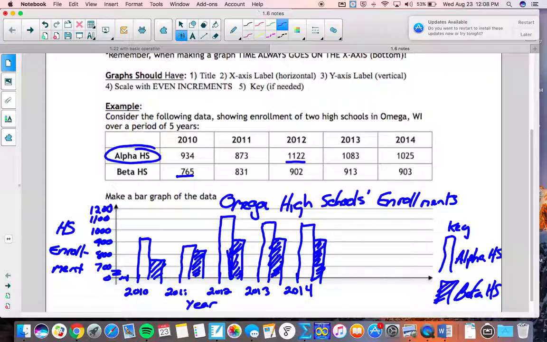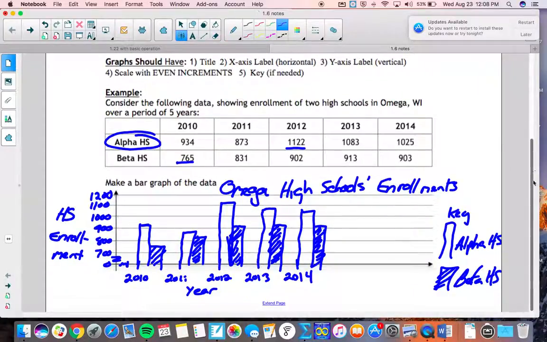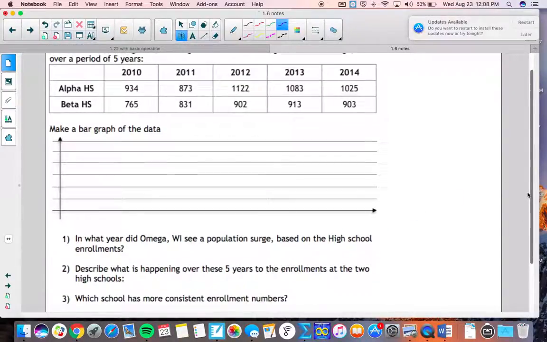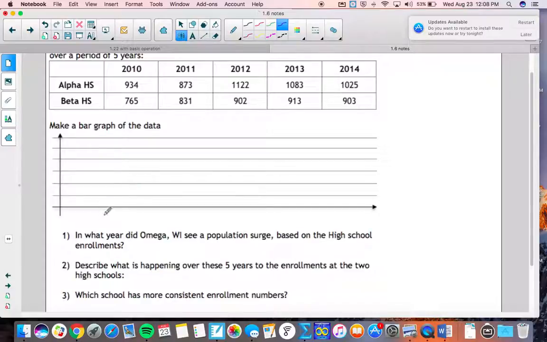There we go. Alrighty. So there's some questions here. In what year did Omega see a population surge based on high school enrollments? So, and this is actually a bad question, because just because your high school has a few more kids doesn't mean the population's actually surging.